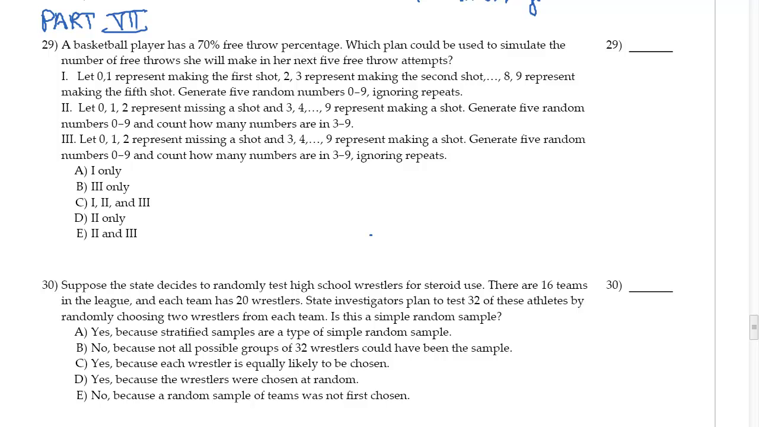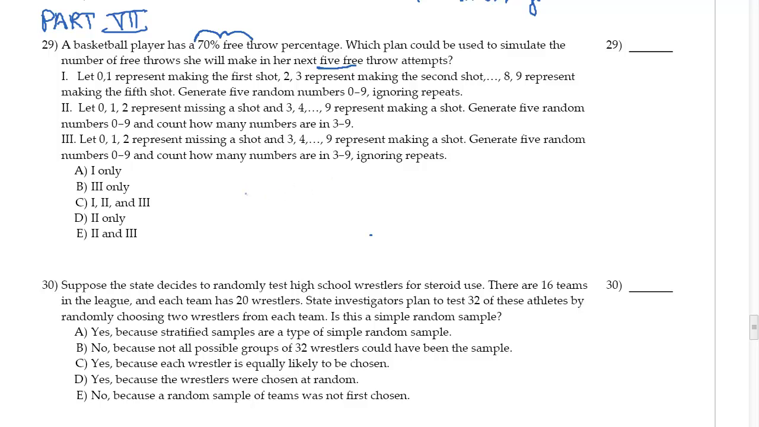Okay, so part 7 of our practice unit 2 video, and we're almost toward the end, toward the free response section. So let's talk about a basketball player has a 70% free throw percentage. Which plan could be used to simulate the number of free throws she will make in her next 5 free throw attempts? So we have to simulate 70%, and then we have to draw 5 times.